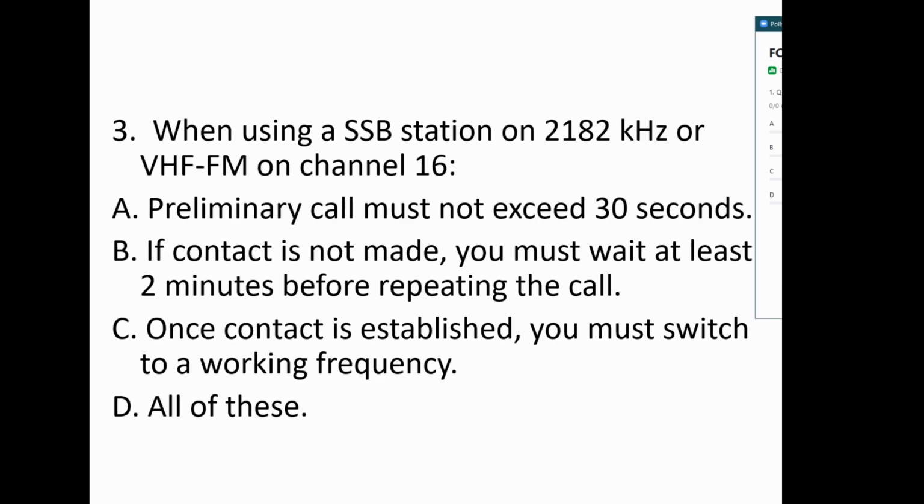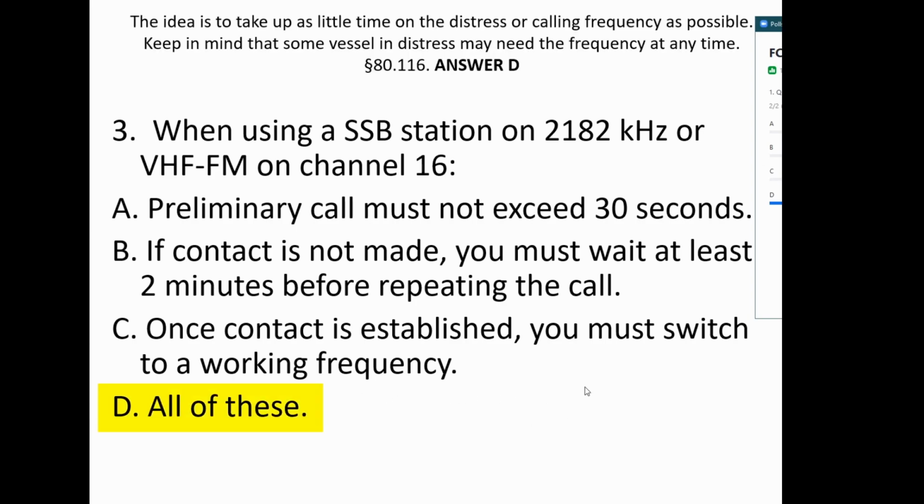So what are the options here? A, preliminary call must not exceed 30 seconds. There was a 30-second requirement for asking for the person, so that's not a bad answer. B, if contact is not made, you must wait at least 2 minutes before repeating the call. That also looks good. Oh, okay, D is going to be all the above, so I'm going to like that one. Or C, once contact is established, you must switch to a working frequency. So yes, D, all the above.